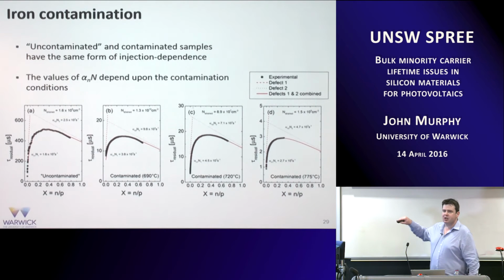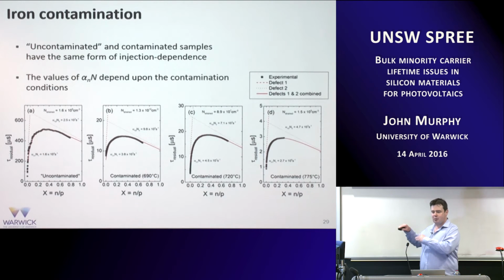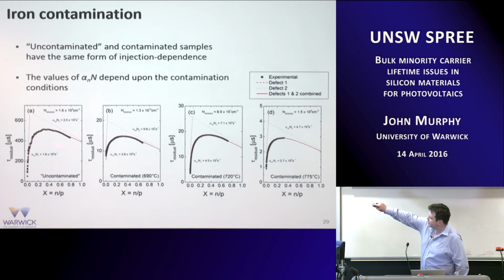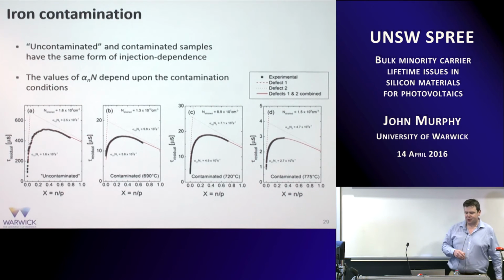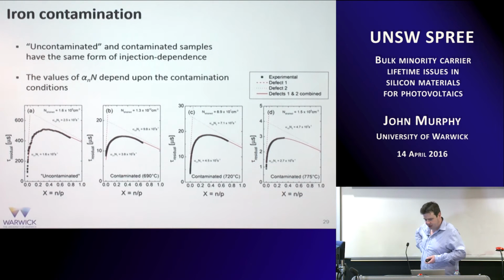We can measure how much iron is not in the bulk, and so how much iron is therefore at the precipitates, and we can correlate this with the lifetime data. And the first thing to note is that actually the uncontaminated case has exactly the same injection response as the contaminated case. Now the lifetime goes down with higher contamination temperatures. This one on the right is very low, down to 3 microseconds. On the left here it's very high, up to about 500 microseconds. But the form of the injection response is the same whether or not we've contaminated it with iron.